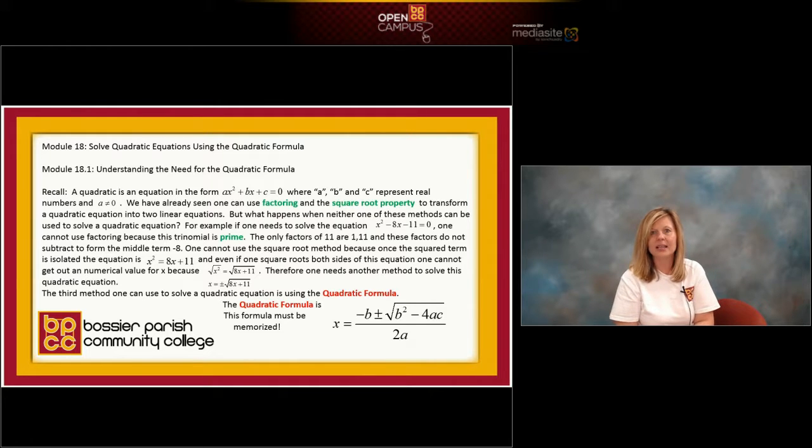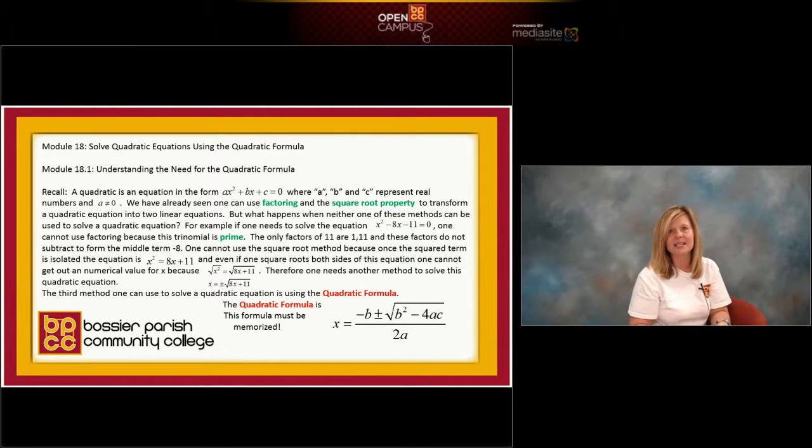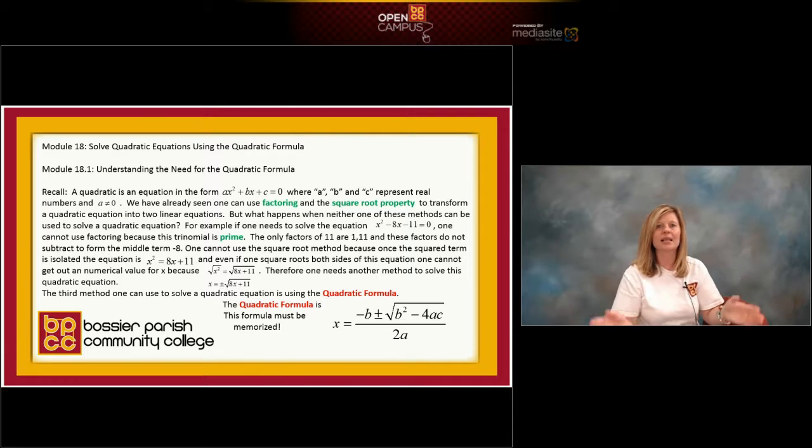X equals negative b plus or minus square root b squared minus 4ac all over 2a. All right, everybody sing with me. X equals negative b plus or minus square root b squared minus 4ac all over 2a.